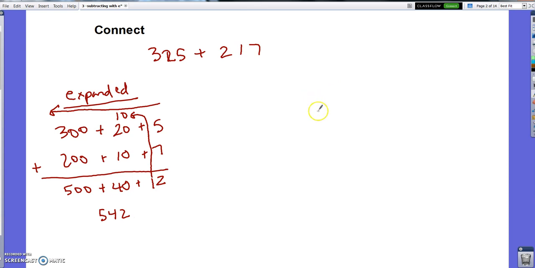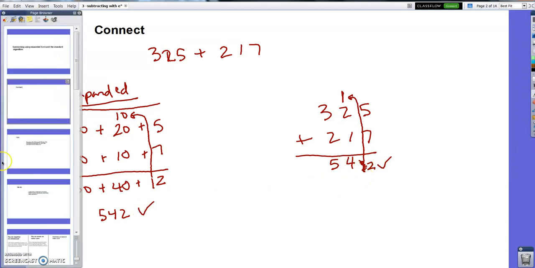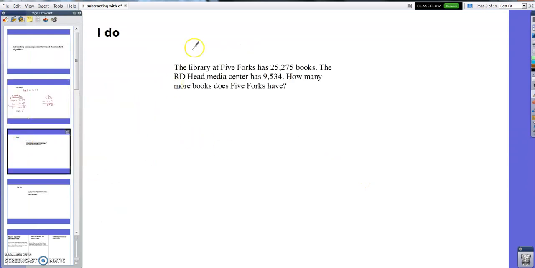And if we use the standard algorithm, it really worked the same way. Just we did the carrying part a little more efficiently. We did 5 plus 7, and same thing. We wrote our 2 in the ones, but we took this 10 and regrouped it as a 10. Instead of writing 10, since it's already in the tens place, we just said 1 and made that be 4 tens and 5 hundreds, 542. Check. So we're going to do the same two strategies today as we subtract.